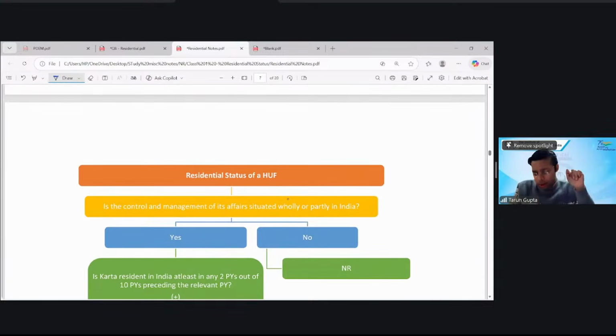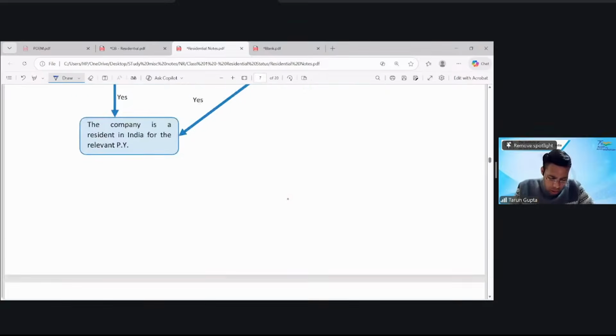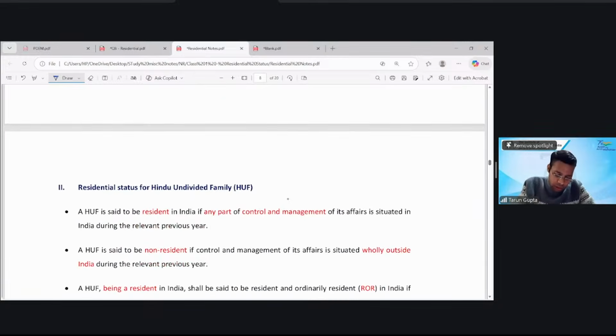Okay, so this was the concept of residential status of an individual. Now we'll deal with the other types of person, like the HUF. Other types of person are artificial persons. They cannot physically stay in India because they don't physically exist. So this type of condition can't apply to them.